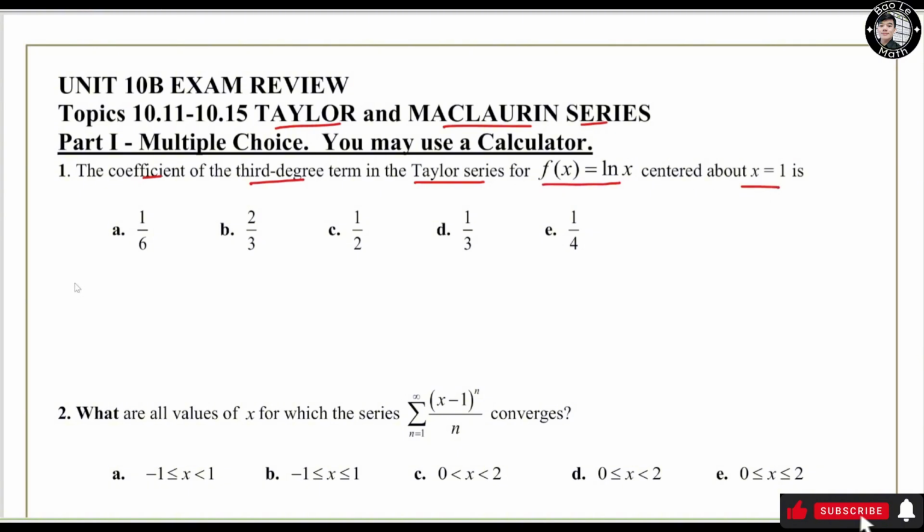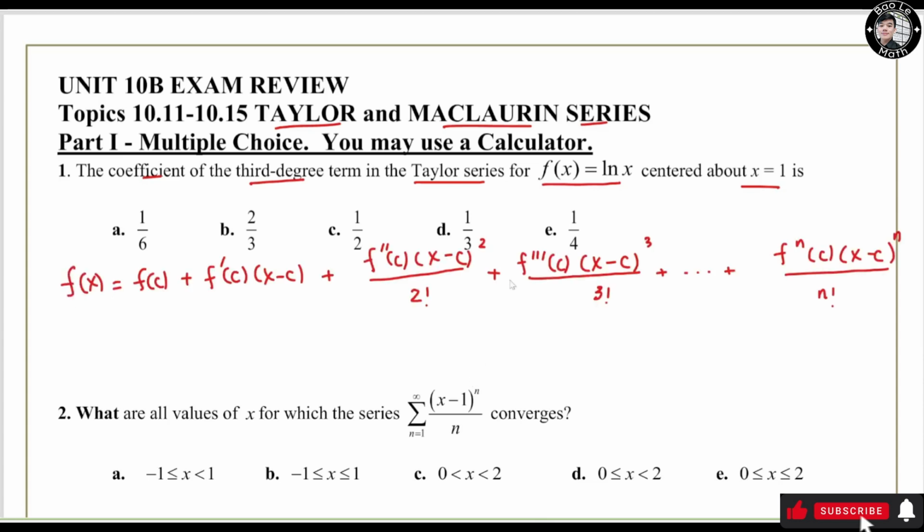Alright, so remember we have the Taylor series centered at c. C in this situation is 1, right? Now, the question wants you to find the coefficient of the third degree. So the third degree is going to be right here, because you have this term right here. Now, coefficient means you only need this part.